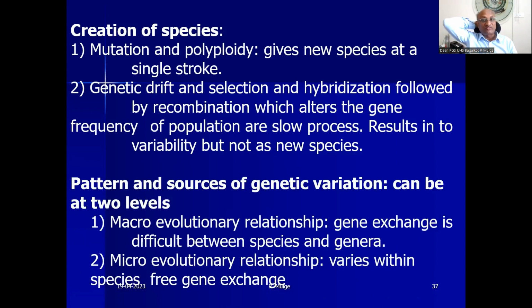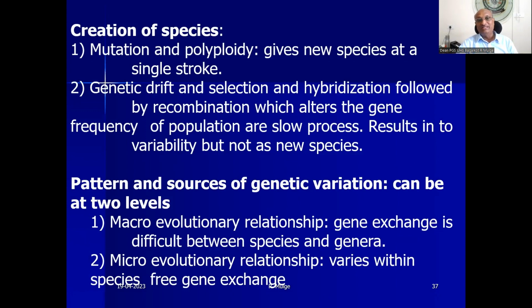So the pattern and source of genetic variation can be at two levels. In macroevolutionary relationship, gene exchange is difficult between the species and genera, right? Whereas microevolutionary relationship varies within the species. There is free access of genes, that means free flow of genes. They are cross-compatible, right? Whereas in macroevolutionary separation, gene exchange is difficult between the species. You take genera, you cannot cross, right?